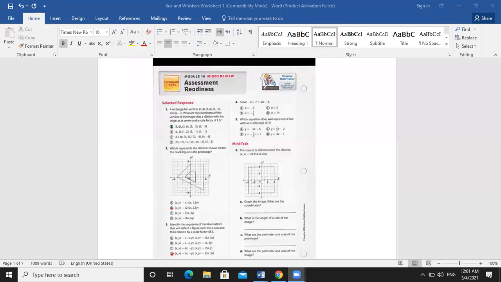The system of equations, maybe? No, this is not a system of equations. It's a normal equation. It's only one equation. Negative a plus 7 equals a minus 8. How can we solve this question? I don't know, Miss.